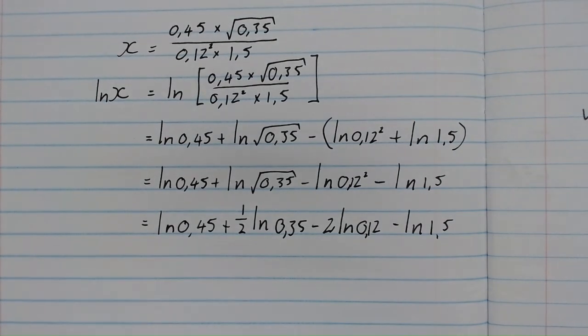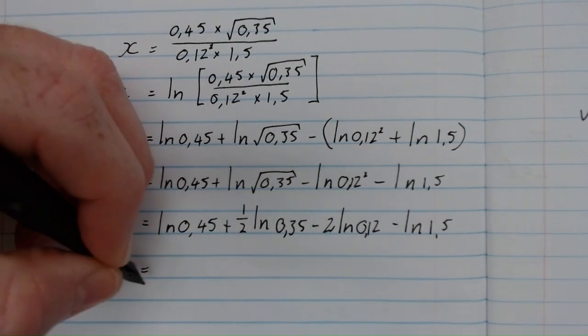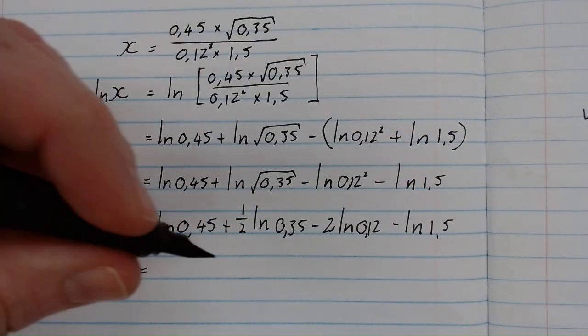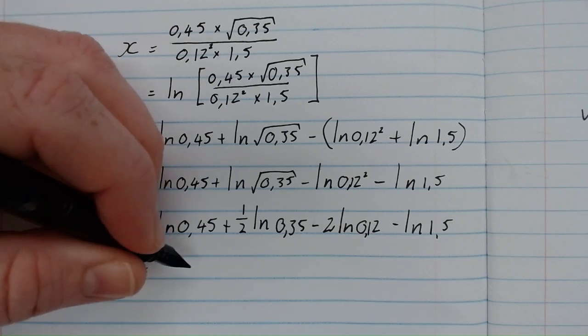So for our first one here, we're just going to put in ln 0.45 equals, and we're going to work to 3 decimal places here, because all of this could be done in one step. But I'm trying to show it in as much detail as possible. So we've got ln 0.45.